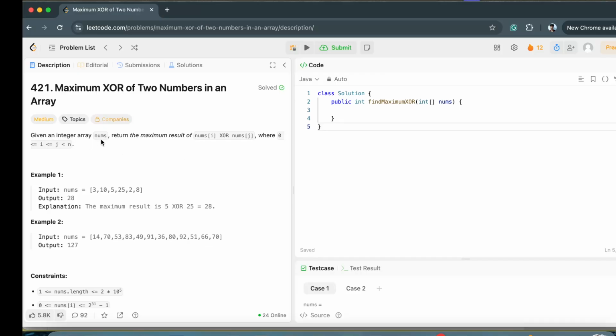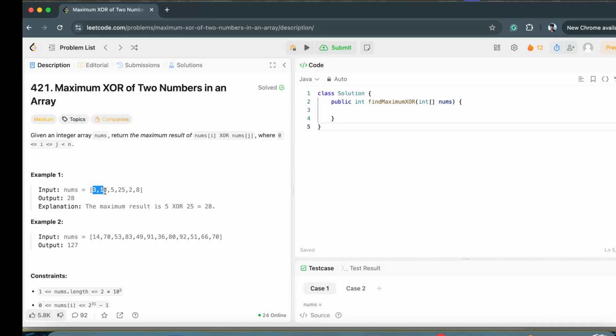Given an integer array nums, we have to return the maximum result of nums[i] XOR nums[j], where 0 <= i <= j < n. So basically, we are given an array. In this array, we have to pick any two numbers and perform an XOR operation between them. Whatever result we get should be maximum, correct?